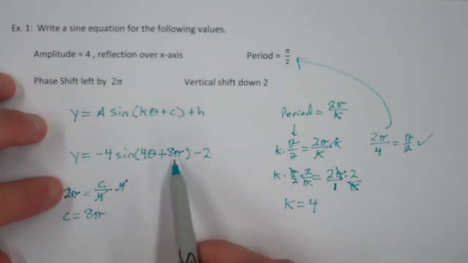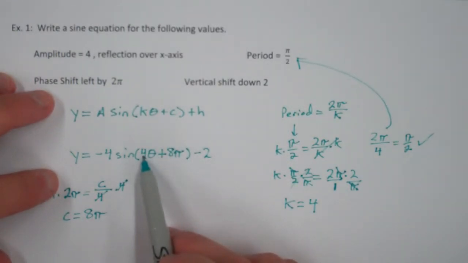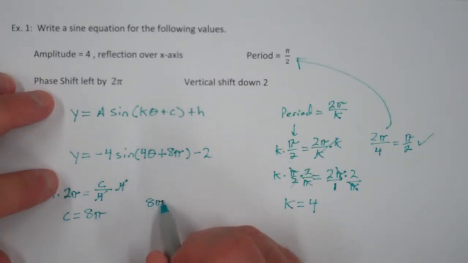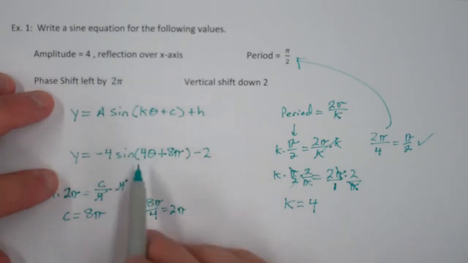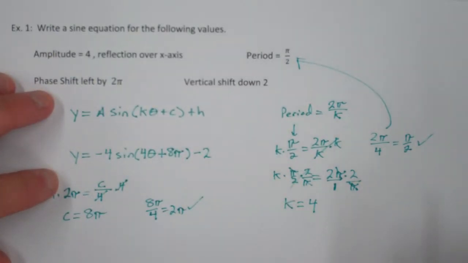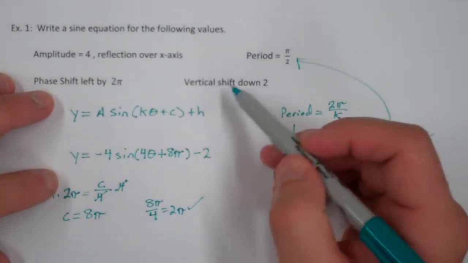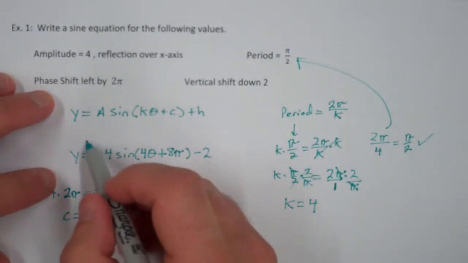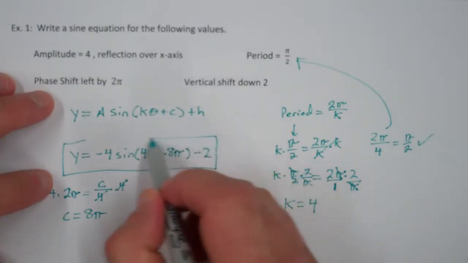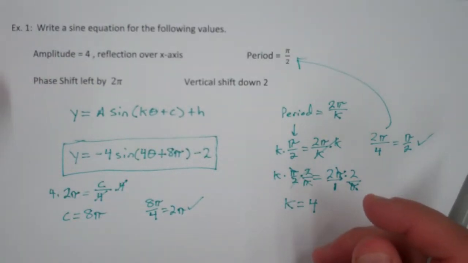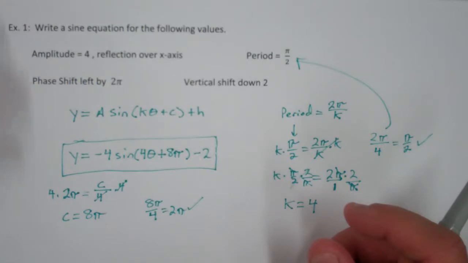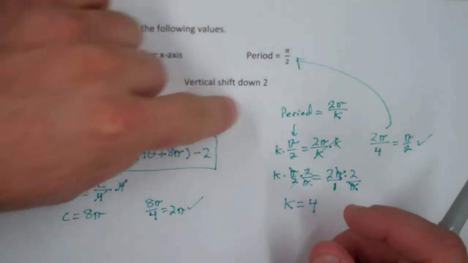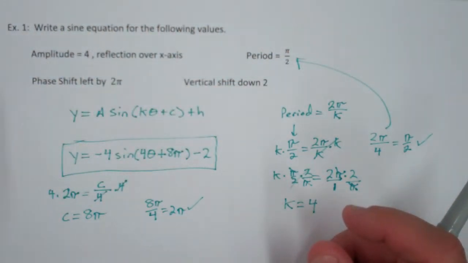We also know that the phase shift should be c over k. So 8 pi over 4 is 2 pi. And that's the shift, and it's left, so we need to put a plus sign, so that's another good check. And then the vertical shift is down in the negative direction too. So I think we've looked this one pretty good here. We'll box that in, circle it in, and that will be an equation, a sine equation that meets all of these different values.